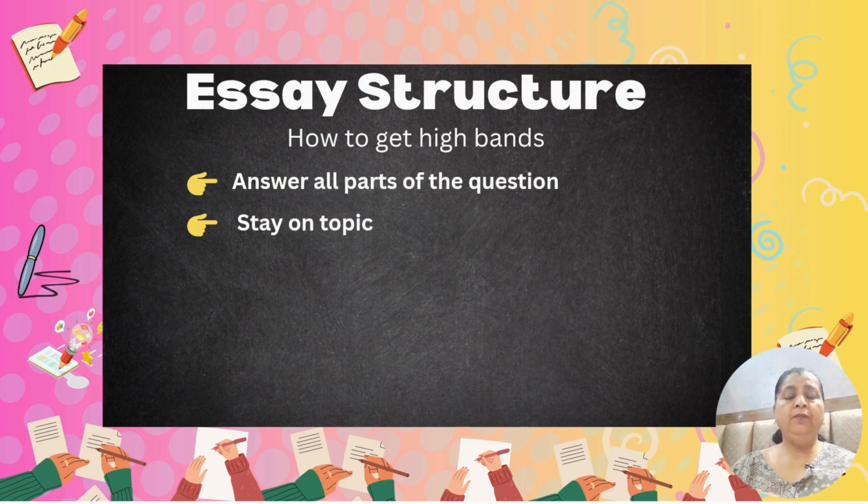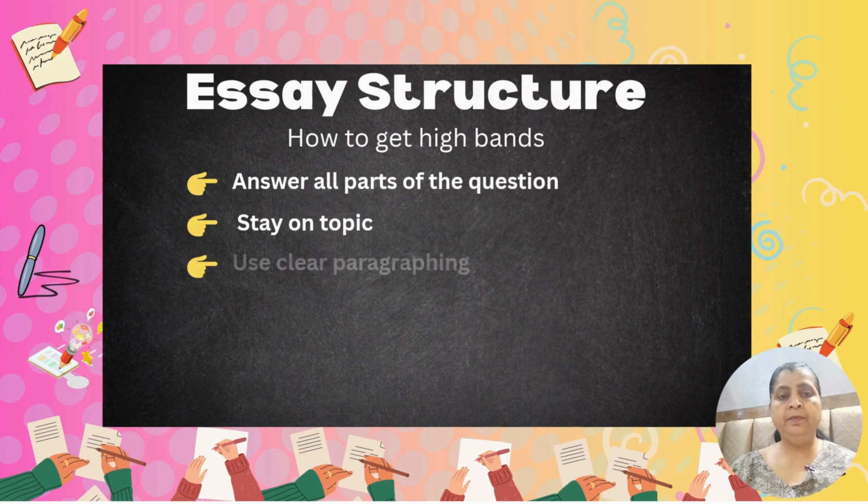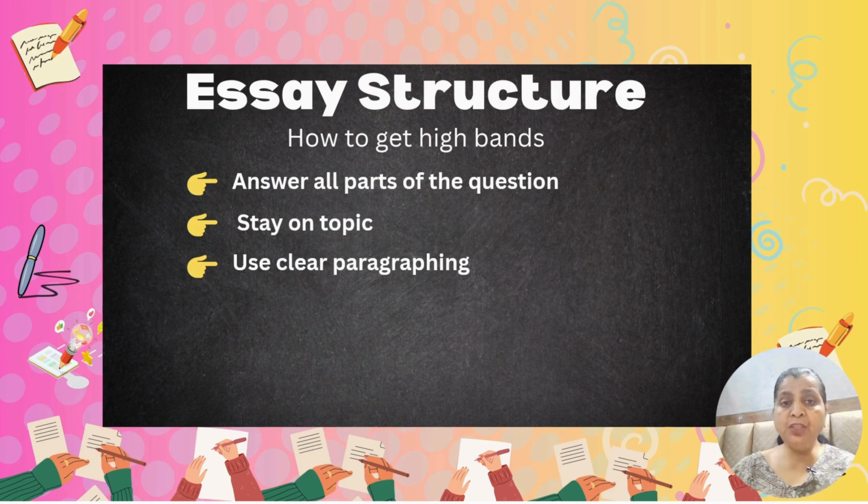For example, if the topic is on education, you cannot discuss fashion. If the topic is on education, you cannot speak about employment. If the topic is about pollution, you cannot speak about population. Please use clear paragraphing. I assure you, if you use the way I have just taught you, it will help you format a clear paragraph.